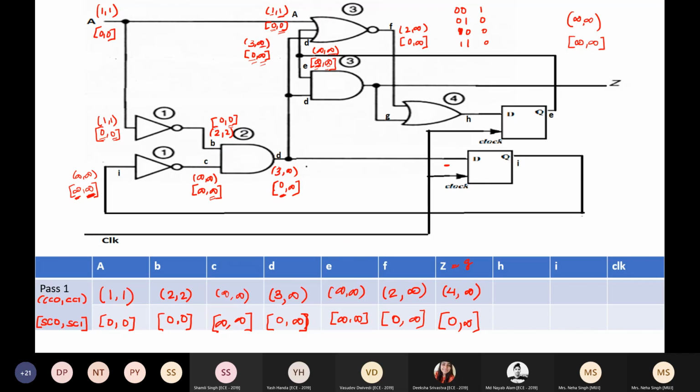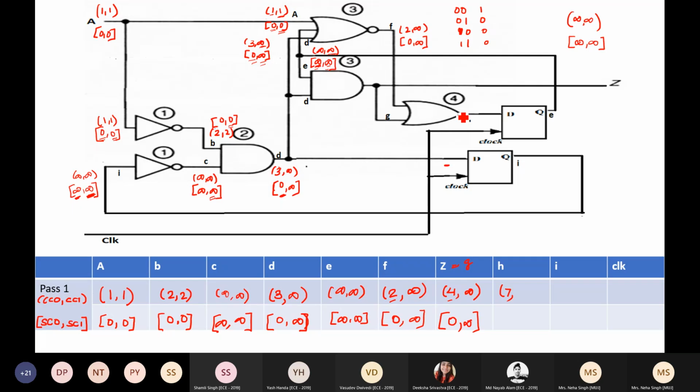So I analyzed level 3, now comes level 4. I work on calculating the controllability at H. What will be CC0 at H? It is an OR gate, so the non-controlling value is 0. So H would be 0 when both the inputs are 0. That means CC0 of F plus CC0 of G. That gives me 6 plus 1, so this gives me 7.